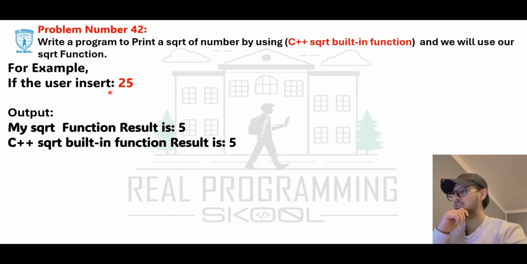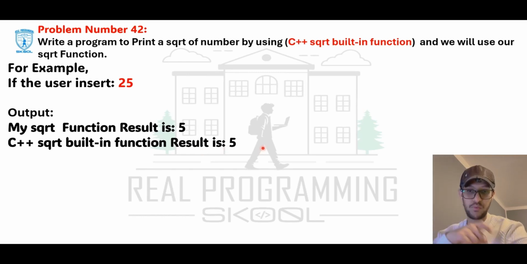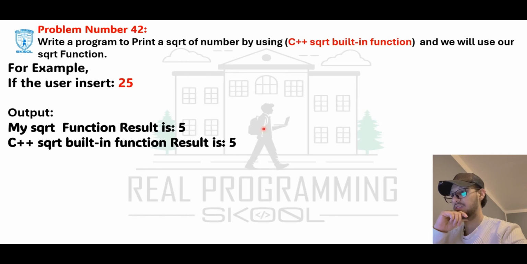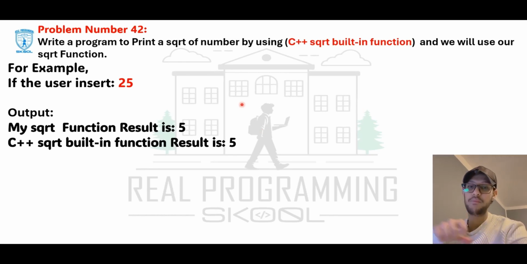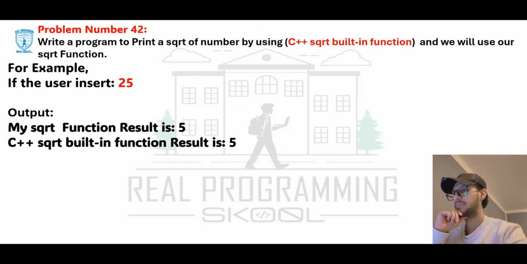For example, if the user inserts 25, the output should be my square root or my sqrt function result is 5. Because the square root of number 25 is 5, and when we use the C++ sqrt built-in function, the result also gives us 5 because it does the same. These both functions do the same, or give us the same result. Now let's go to Visual Studio to see how we're gonna convert this requirement, or how we're gonna build the C++ sqrt built-in function. Okay, let's go to Visual Studio.